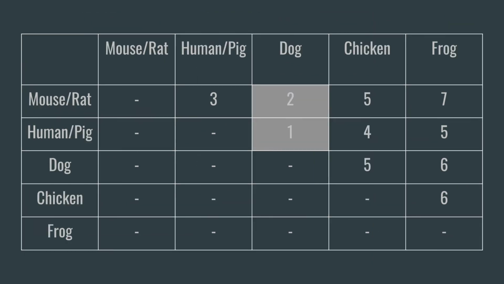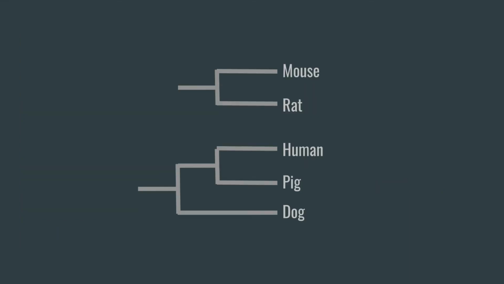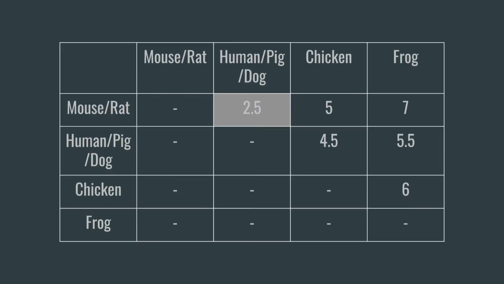And that is the reason why we have the values 2 for mouse, rat, and dog, and 1 for the cluster human-pig and that of a dog. Therefore, we'll be putting the dog closer to the cluster of humans and pigs than to that of the mouse and rat. Now the next question is, are the mouse and rat closer to humans, dogs, and pigs, or are the mouse and rat closer to chickens?